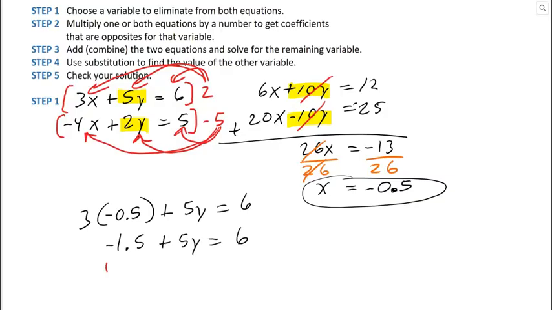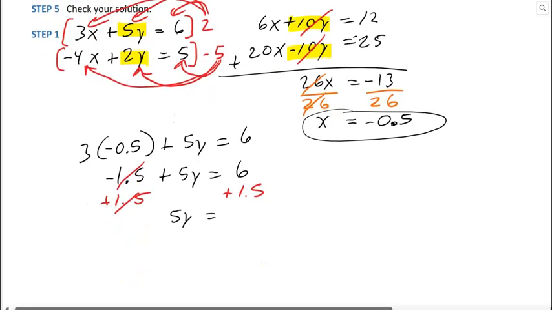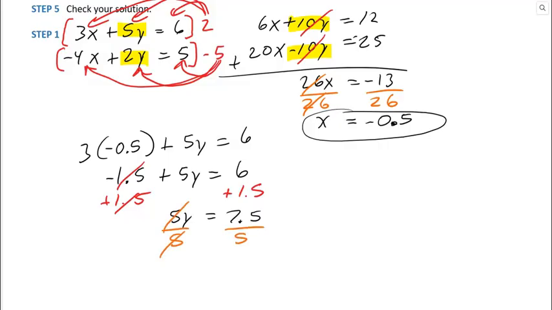I've got to add 1.5 to both sides because remember, I am trying to get that y term all by itself. Those cancel out over here, and I get 5y equals 6 plus 1.5 is 7.5. All right, and then the last step, divide both sides by 5. Those 5's cancel each other out, and y equals 7.5 divided by 5, and that is 1.5. So y is 1.5.